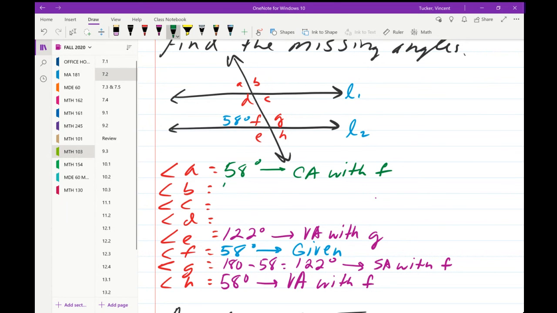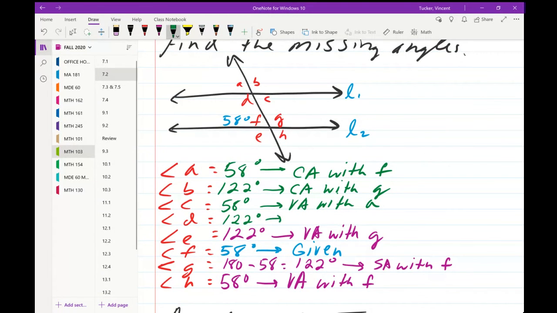B is 122. That's a corresponding angle with G. C is 58 degrees. I can use corresponding angle, or I can say it's a vertical angle with A. And D is 122. Once again, I could say corresponding angle, or I could say vertical angle with B.